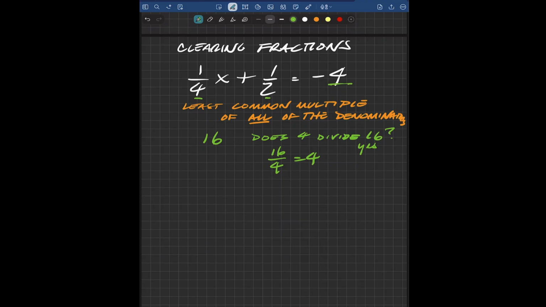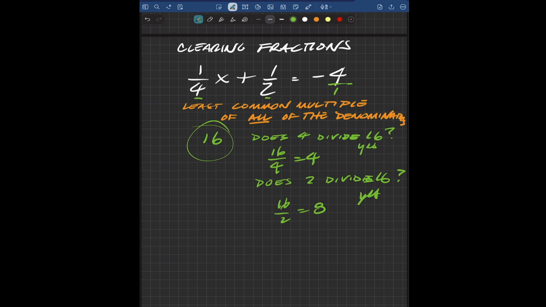But that has to be true for all of the denominators. Now, yes, this term over here has a denominator of 1, but 1 divides everything, so we can mostly ignore that. But we have to check the 2. Does 2 divide 16? Well, the answer is yes, because 16 divided by 2 is 8. So this is a common multiple of 4 and 2.